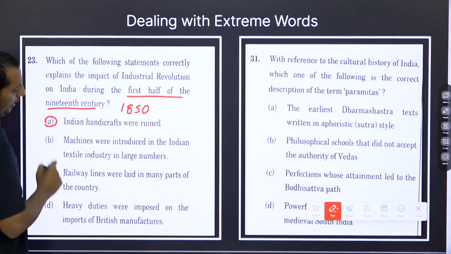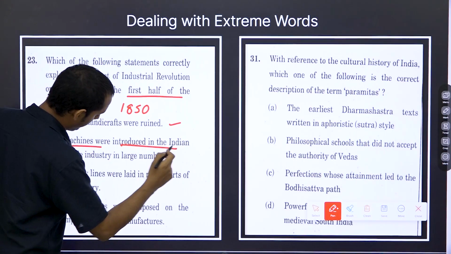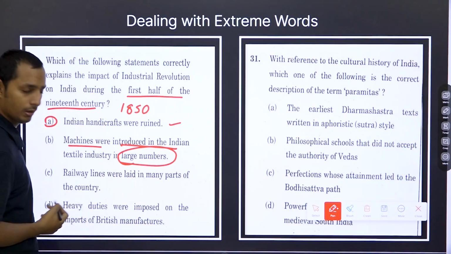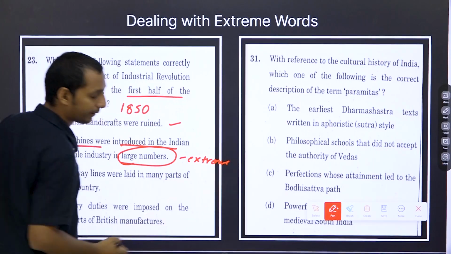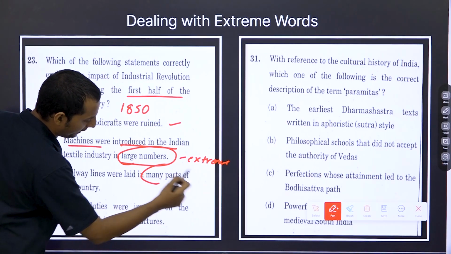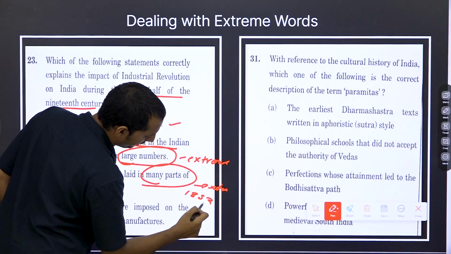Now, here, Indian handicrafts were ruined. Possibly, it can be ruined. Machines were introduced in India in large numbers. Now, "large" is an extreme word, right? Do you think machines were introduced in very large numbers at that time? Do you think railway lines were made in many parts of India at that time? The first railway line was in 1853.